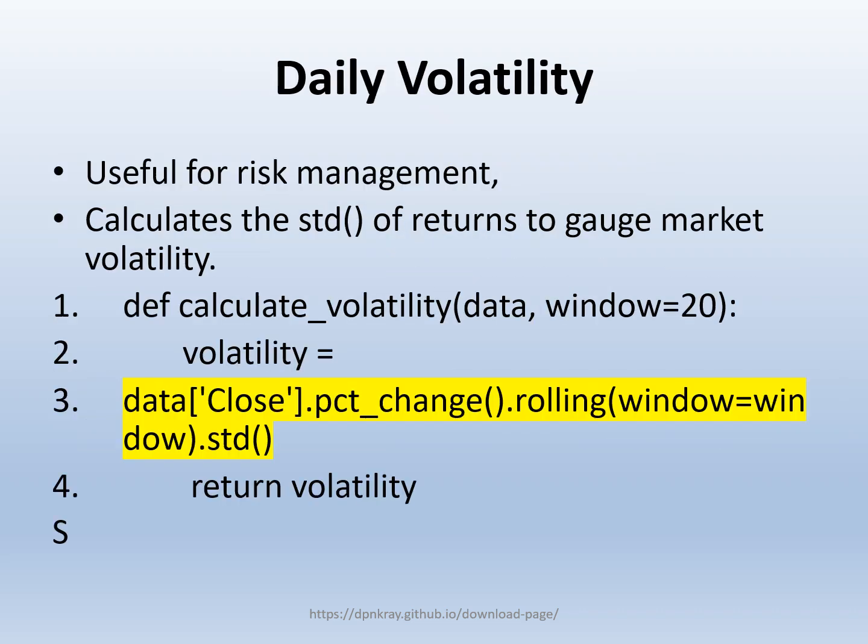Then daily volatility, again very important, useful for risk management. It calculates the standard deviation of the last window size values. So for example, def calculate volatility, then data, window size 20. So I defined it with pct_change over the closing value, then rolling window size 20 and standard deviation of that. So always it will calculate the standard deviation of the window size.